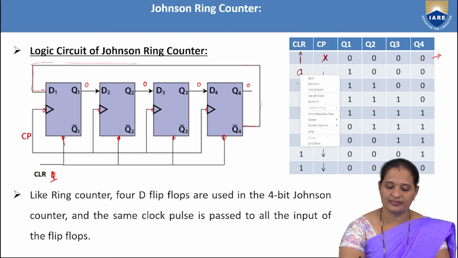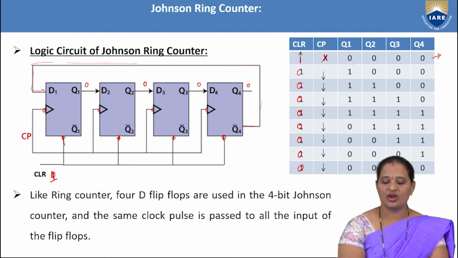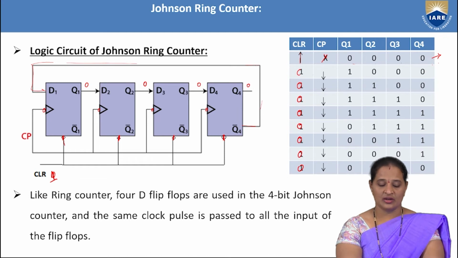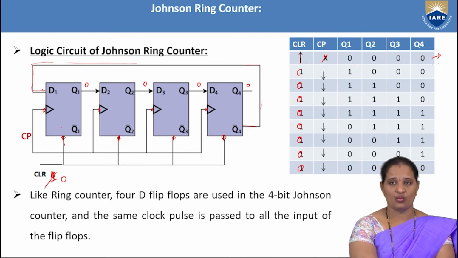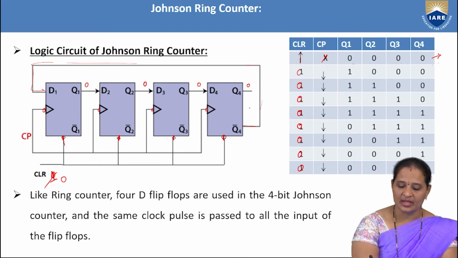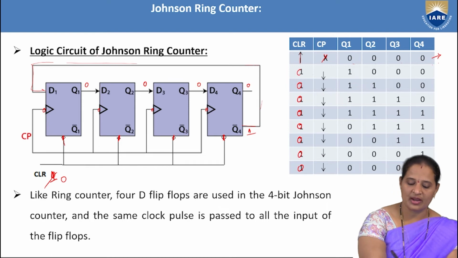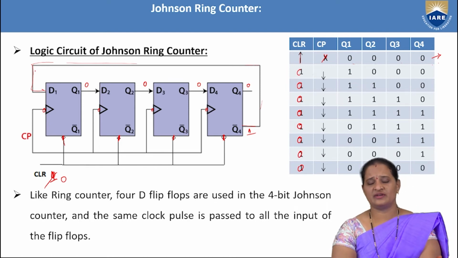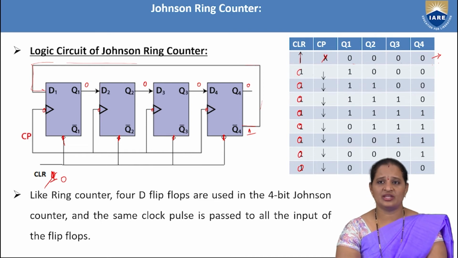Now let us consider that this clear input is 0. Once the clear input is made 0, it depends on the clock signal. During the first clock pulse, as the output of Q4 is 0, the Q4 complement is 1. In order to set the first flip-flop, I am not applying any external input. I am not applying any preset input here.